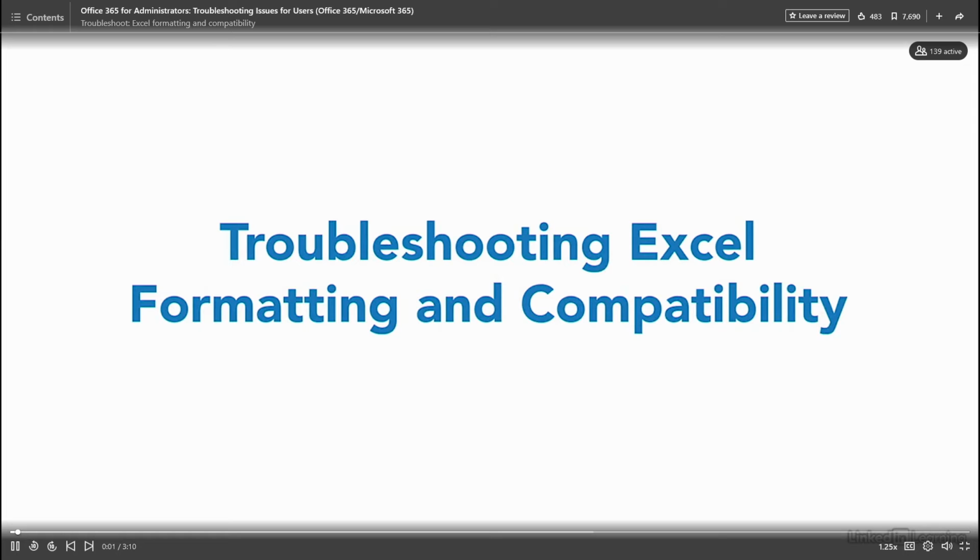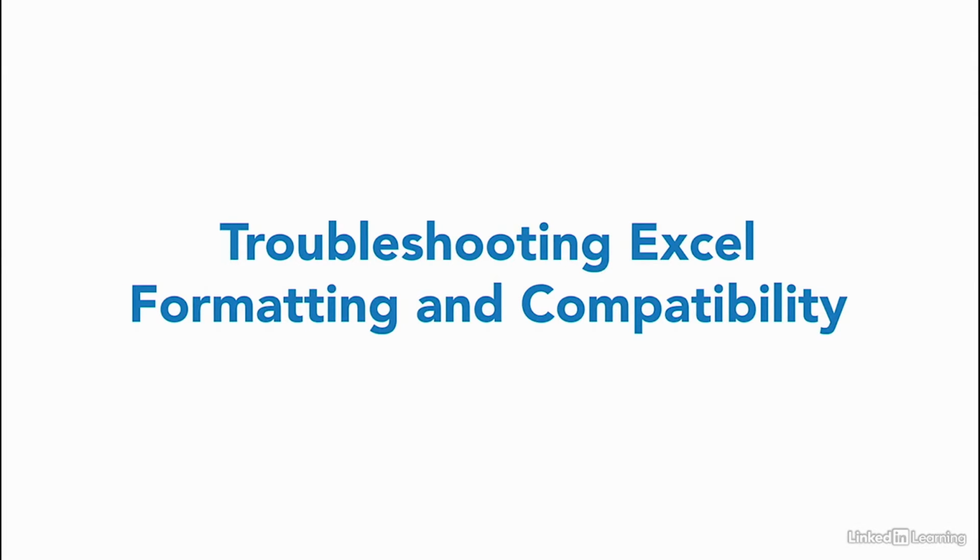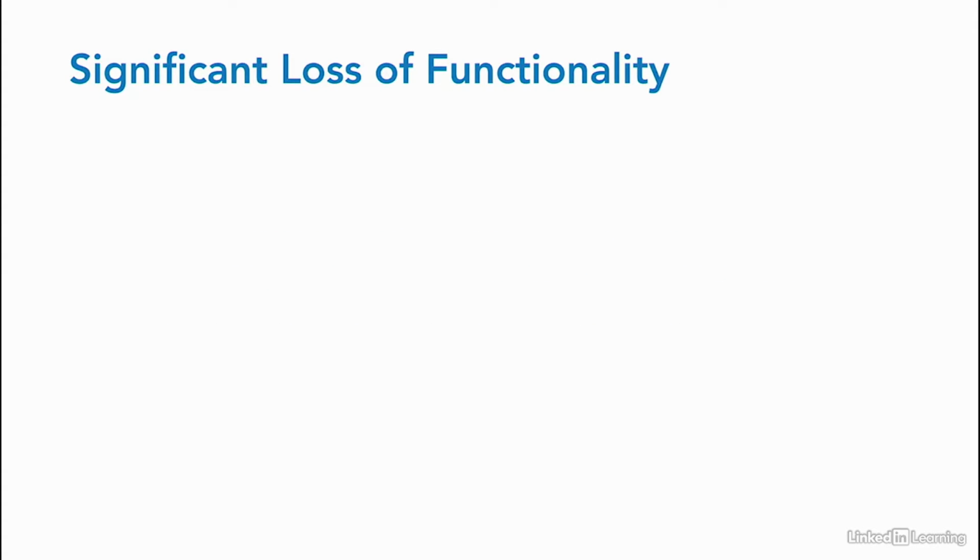When there are different versions of Excel within the same office, compatibility problems can occur when users are sharing workbooks and sheets. Before we look at how to mitigate these issues, let's first explore the two levels of functionality loss and the common formatting that may be reduced or lost.